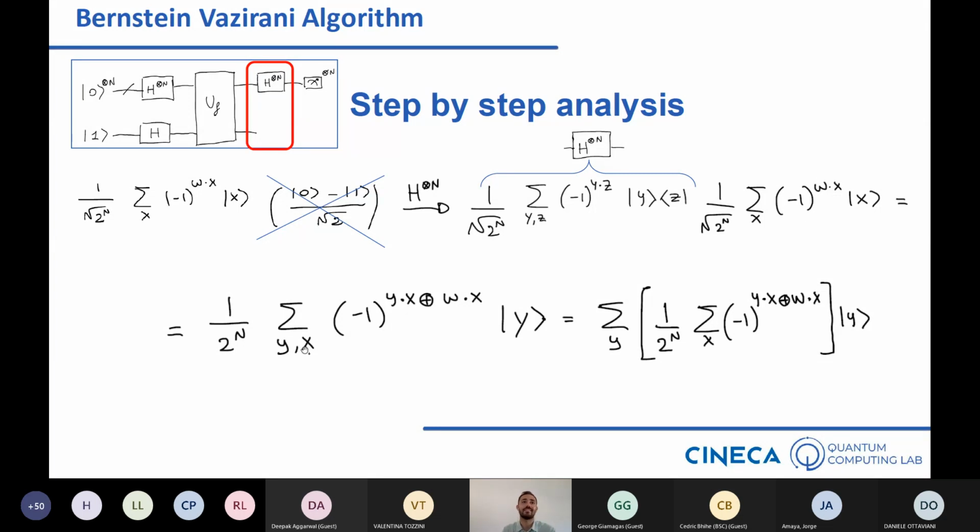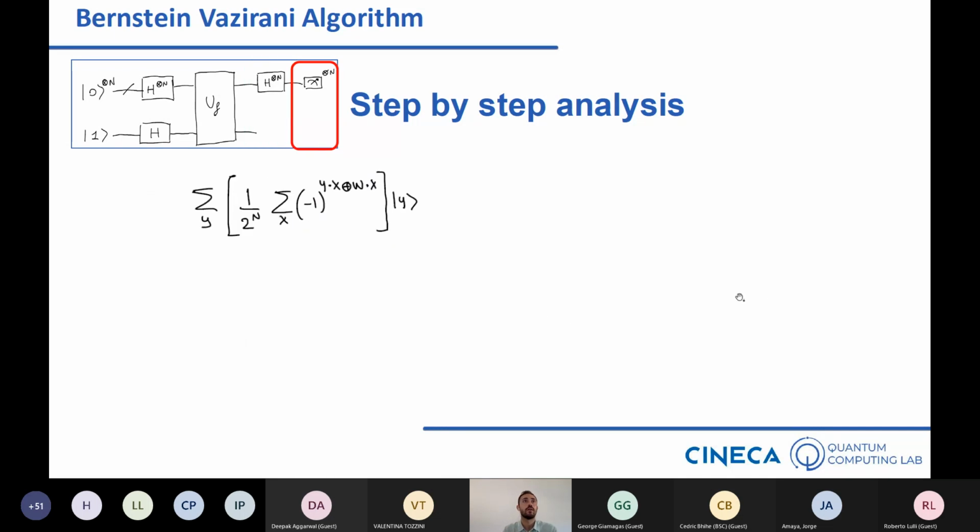Again, you can see this as a quantum state where the basis is y, and it's a summation. It's a superposition of y states with complex coefficients that define the probability amplitude, defined by the term that is inside the parentheses here. So we're left with this state.